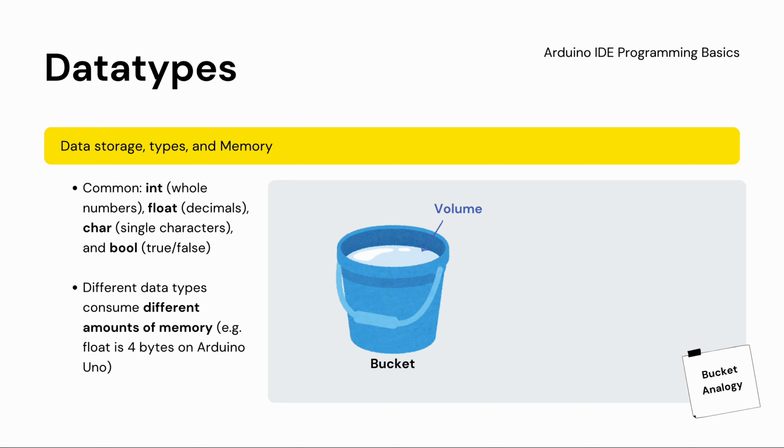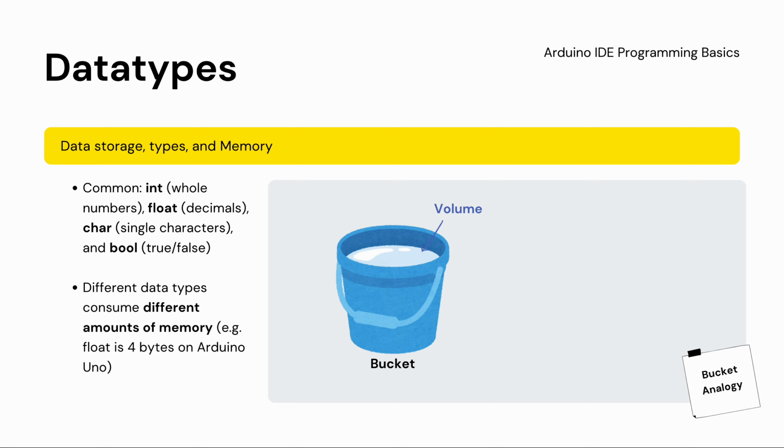Each data type does associate to a different amount of memory. So for example, if you're dealing with an Arduino Uno, it's 4 bytes of memory. And this is different for each data type, so int and float and char. There's also another one called long. As you may be able to tell from the name, long has a lot of memory. But let's jump into just understanding what they are.